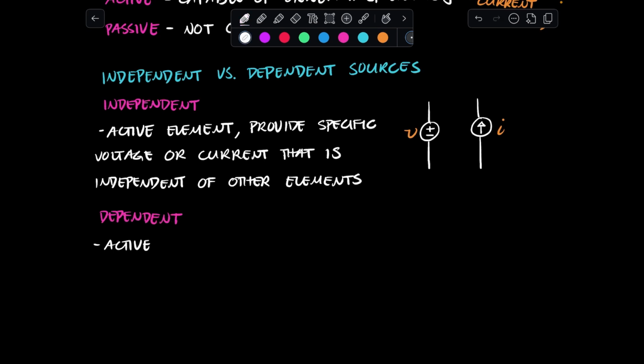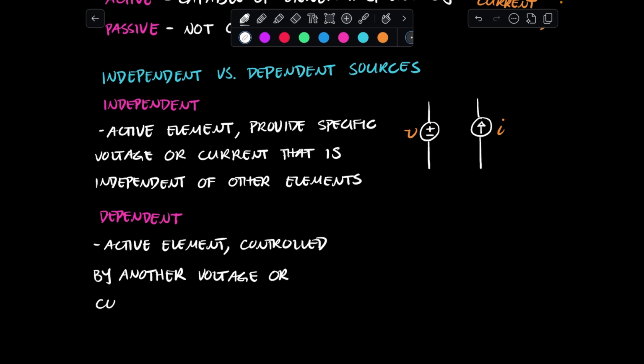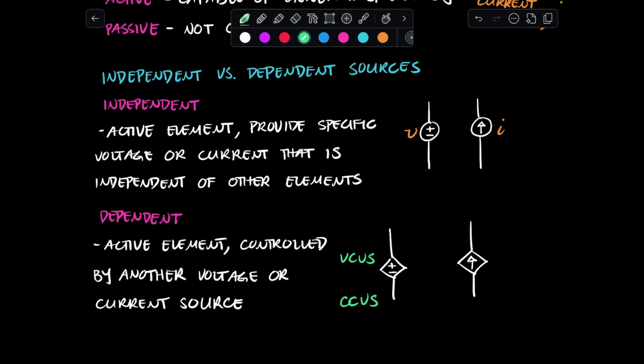Dependent sources are also active elements, but they are controlled by another voltage or current source. Dependent sources are illustrated with a diamond shape. A dependent source can be one of 4 types. It can be a voltage-controlled voltage source, a current-controlled voltage source, a voltage-controlled current source, and a current-controlled current source. These values are examples of how dependent sources might be labeled or valued.